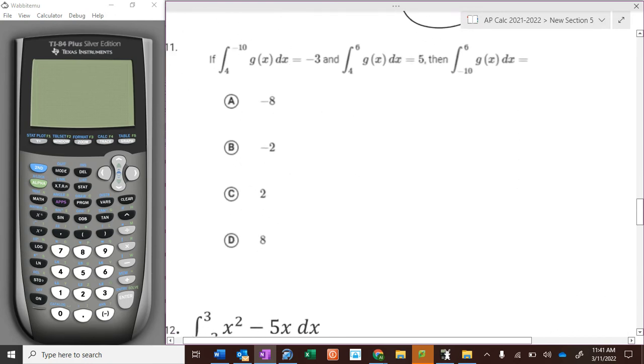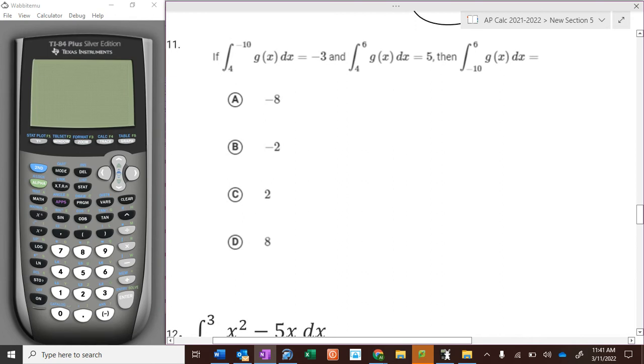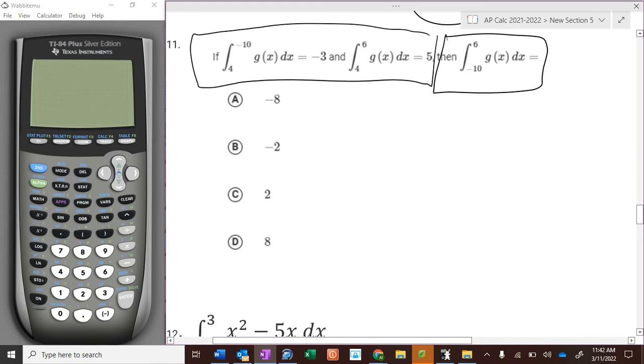This one, even though Con Guy didn't spend much time on it, I've seen it on about every AP test, so we need to know it. Okay, all right. What is this function given this information? That's basically what this question's asking. What is the integral from -10 to 6 of the function, given that the integral from 4 to -10 is -3 and the integral from 4 to 6 is 5?